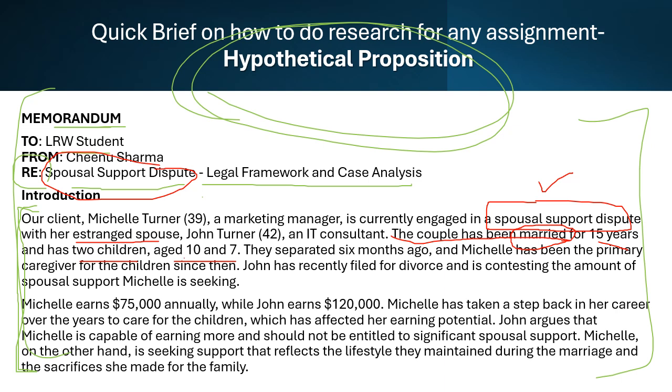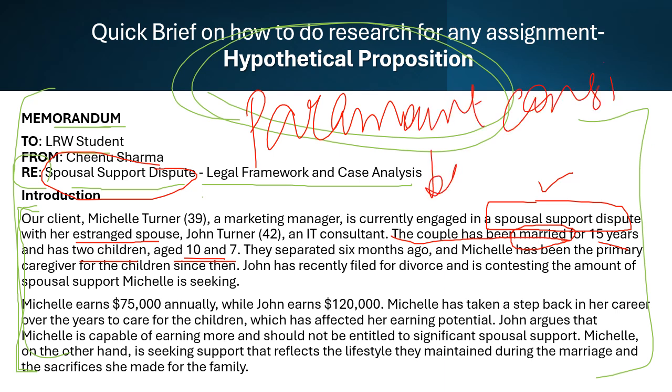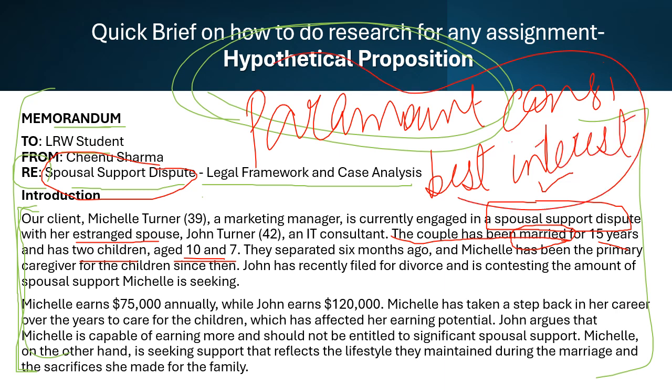When children come into the picture, one thing you have to keep in mind: if you have to decide something related to children, then the key principle, the paramount consideration, is always the best interest. Whatever you think should be in the best interest of the children, you have to do your research accordingly. Here they separated 6 months ago. Now their status is separated. Michelle has been the primary caregiver for the children since then.